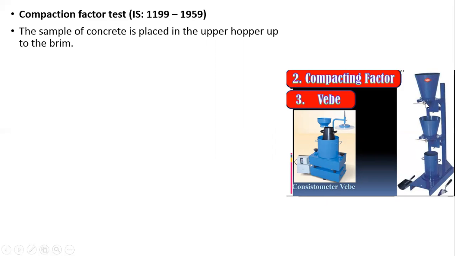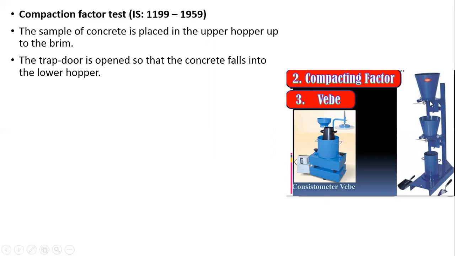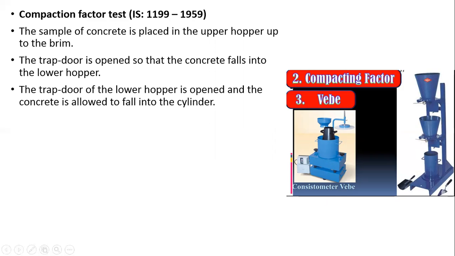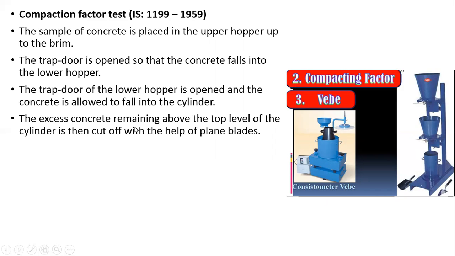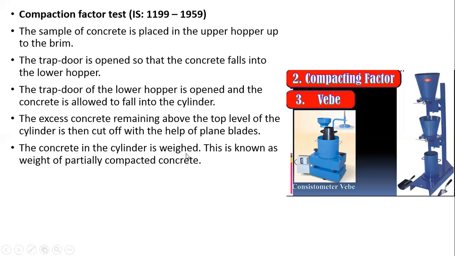Then opening the lid of this hopper so that the concrete falls into the second hopper, okay? Then when you remove the lid of this hopper, the concrete will finally fall into the cylindrical hopper. When it is filled into the cylinder, the excess concrete remaining on top of the cylinder is cut off with the help of planing blades. Then the concrete in the cylinder is weighed. You have to weigh this concrete inside this cylinder.